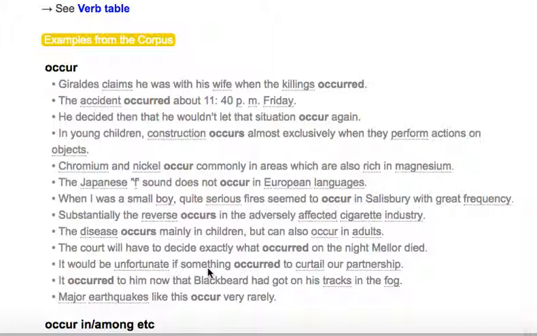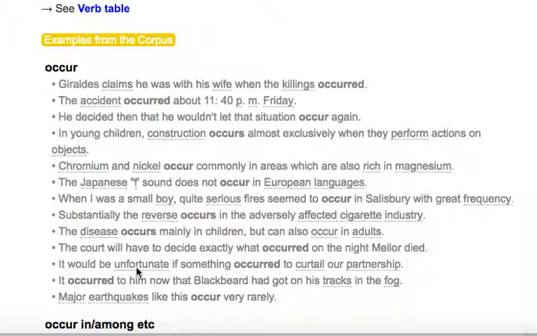It would be unfortunate if something occurred to curtail our partnership. Curtail. Curtail means to put an end to. It would be unfortunate. This is very academic.